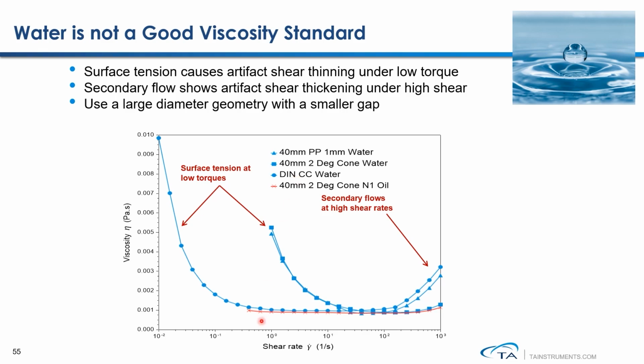The results show that under low shear conditions, water behaves like shear thinning. And at shear rate greater than 200, water also shows some shear thickening behavior. So what is wrong with the low shear and high shear conditions?